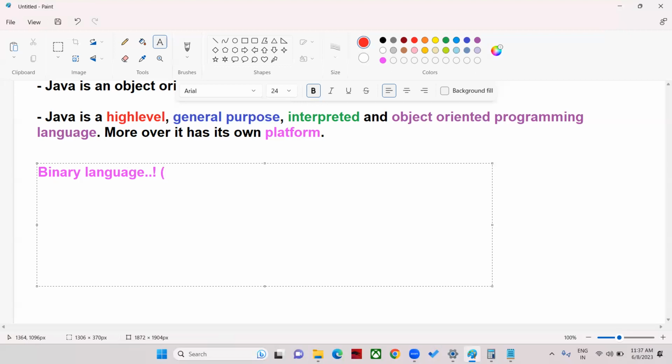Binary language consists of ones and zeros. Okay, so this binary language is also called low level language, or machine level language.